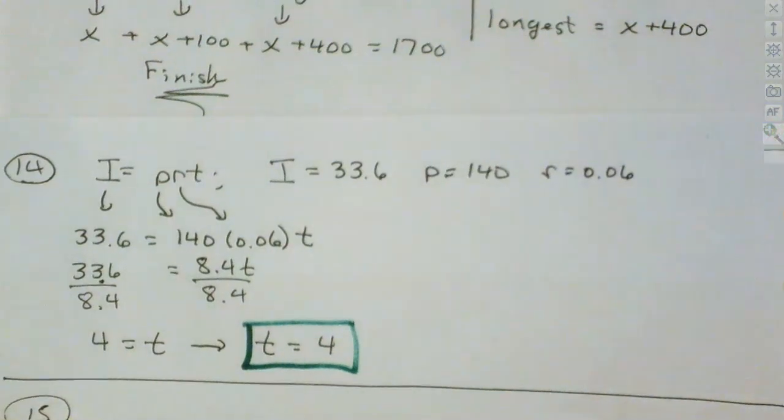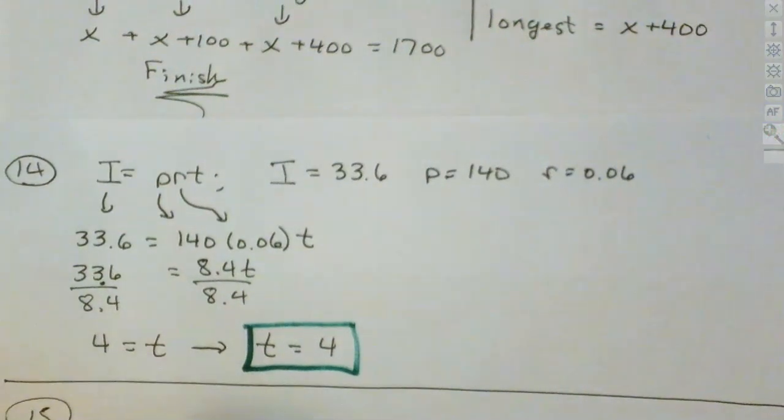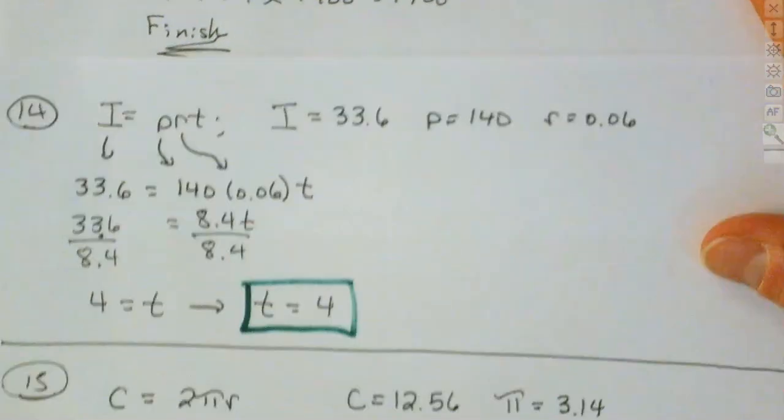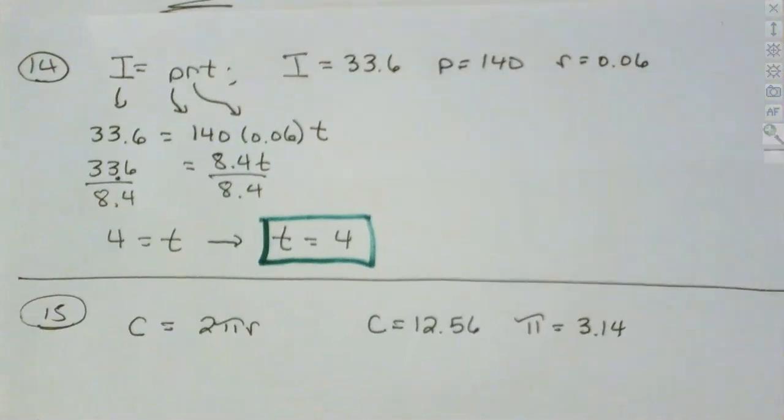Question 15. I'm going to fill in the numbers. You're going to finish it from there. So the C is the 12.56. And pi, they want you to not use the key on the calculator. They want you to use pi with the value of 3.14. So don't use the key on the calculator. Use the value that they give you. So plug it in.